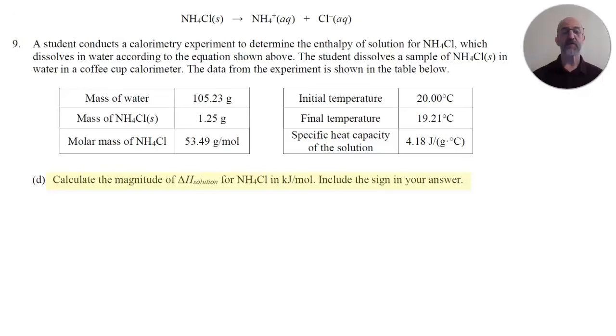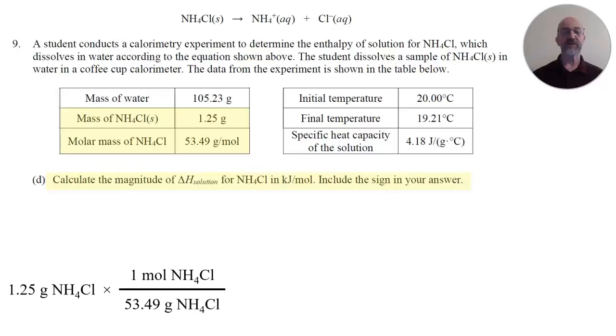So the number of moles of ammonium chloride can be calculated as follows. I'm going to take the mass of ammonium chloride, which is 1.25 grams, and then I will convert that from grams to moles using the molar mass. So my conversion factor will be 1 mole of ammonium chloride for every 53.49 grams. And on my calculator, it's going to be 1.25 divided by 53.49.